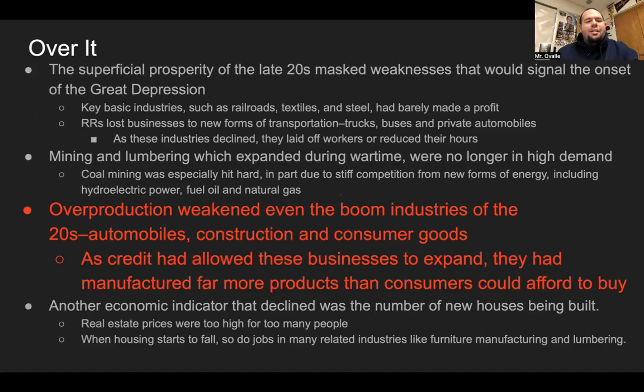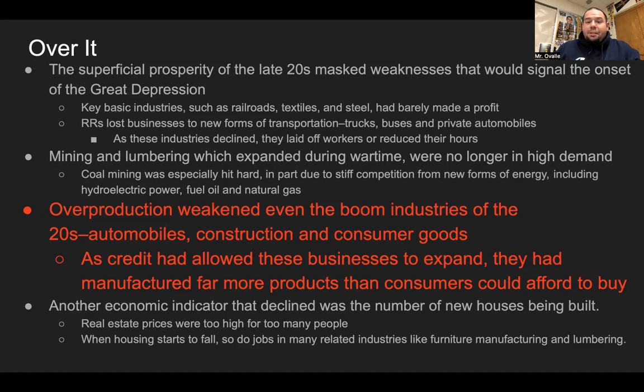Key basic industries such as railroads, textiles, and steel had barely made a profit. Railroads lost business to new forms of transportation: trucks, buses, and private automobiles. As these industries declined, they laid off workers or reduced their hours. When you're not working as much, you're not making that money.